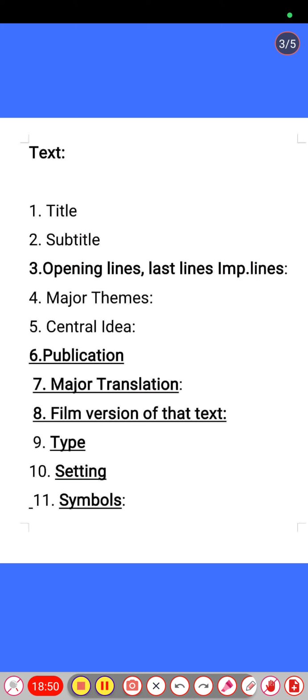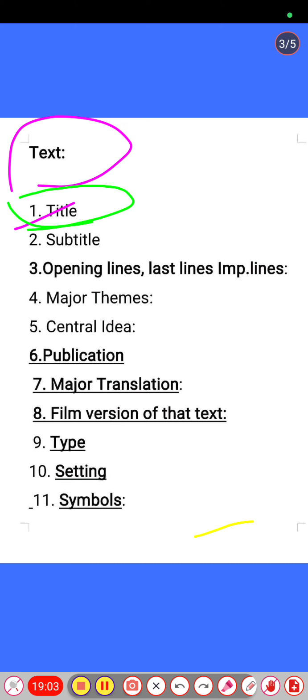Now after the writer, what to read when you are reading any text, that we'll see. The title is always important, not only for this exam but also when you are reading any text, to understand the meaning. And if that title is taken from somewhere, then it becomes very important. If it has some hidden meaning, then also it is important.